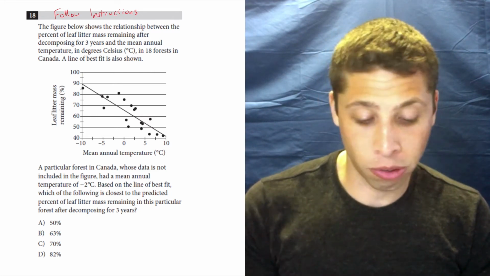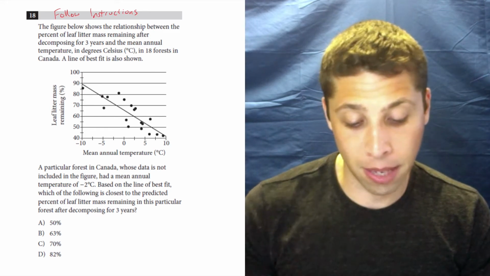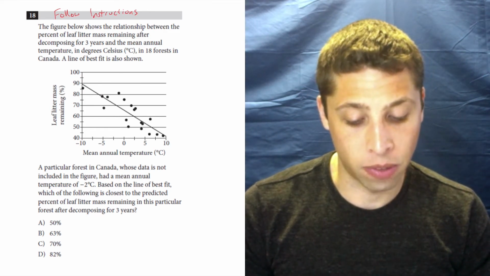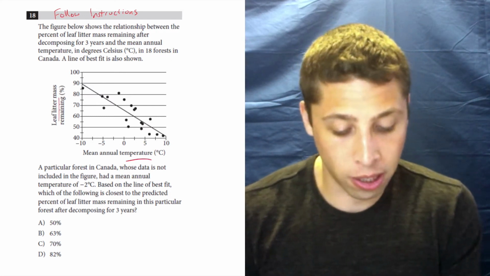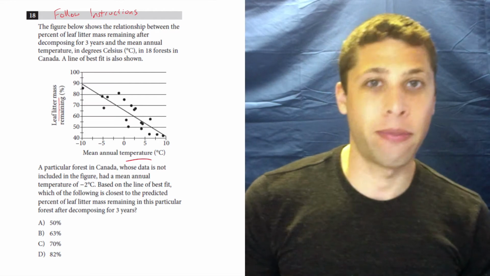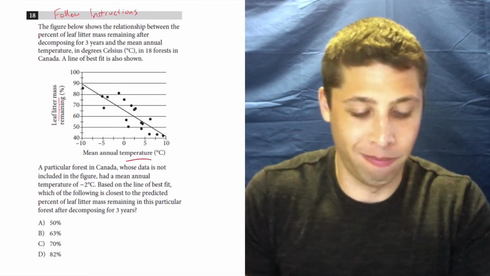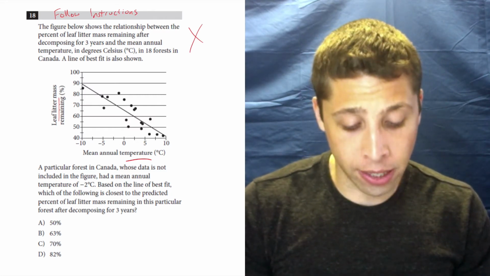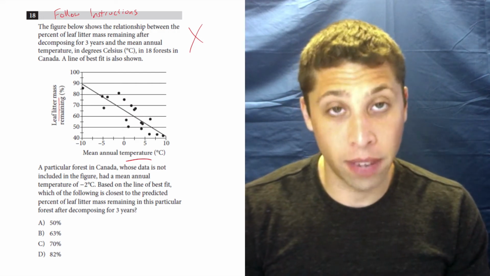The figure below shows the relationship between the percent of leaf litter mass remaining after decomposing for 3 years and mean annual temperature in degrees Celsius in 18 forests in Canada. A line of best fit is shown. Okay, it says leaf litter mass, it says temperature. It's just telling me what the graph already tells me if I just know how to read graphs. So, it doesn't help. A particular forest in Canada, whose data is not included in the figure, had a mean annual temperature of -2 degrees.